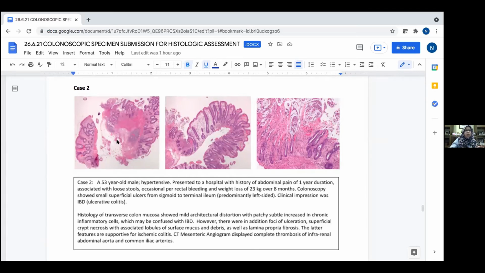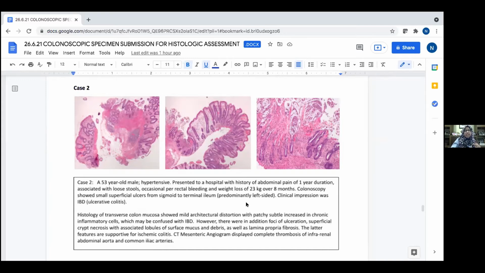There's some, on low power, you see architectural distortion, some patchy increase in chronic inflammatory cells, but in some areas you see these very classical ischemic changes. So chronic ischemia can mimic IBD, can mimic Crohn's disease. But if you see this kind of changes with necrosis in the upper half of the mucosa thickness, with mucus and inflammatory debris on the surface, sometimes you can see hyaline change of the lamina propria.